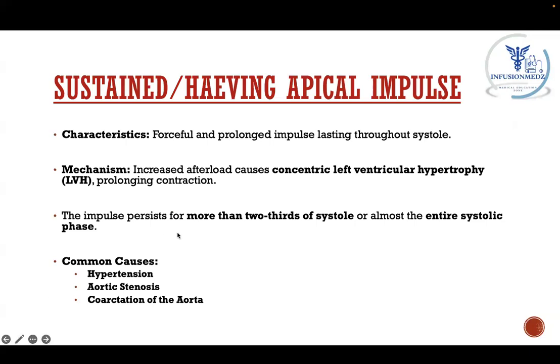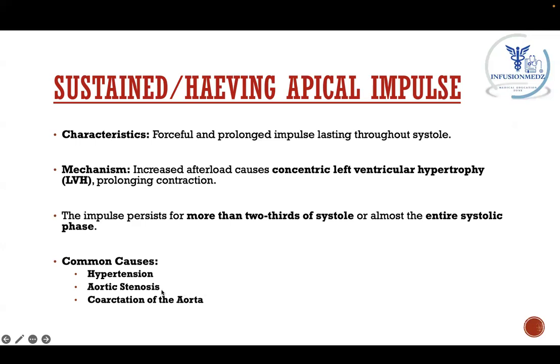Sustained or heaving apical impulse. Sustained or heaving apical impulse is seen in patients with pressure overload. That is because whenever there is obstruction to the outflow tract, as occurs in aortic stenosis, the left ventricle is not able to empty properly because of the obstruction at the aortic valve or through the coarctation of aorta.